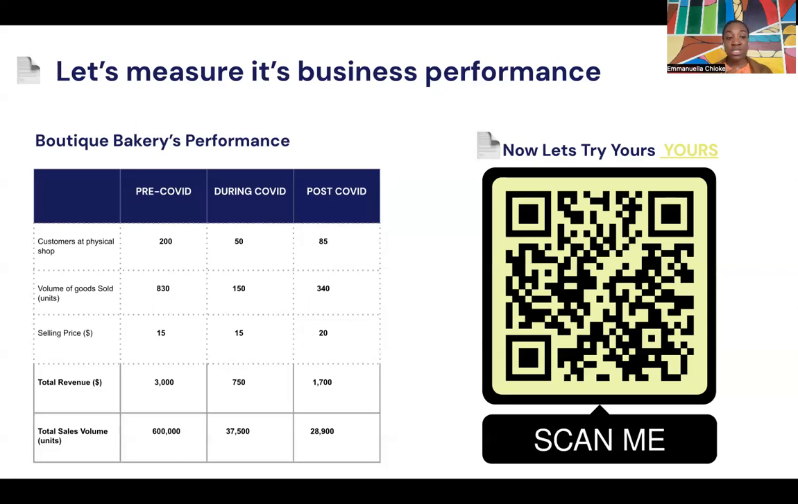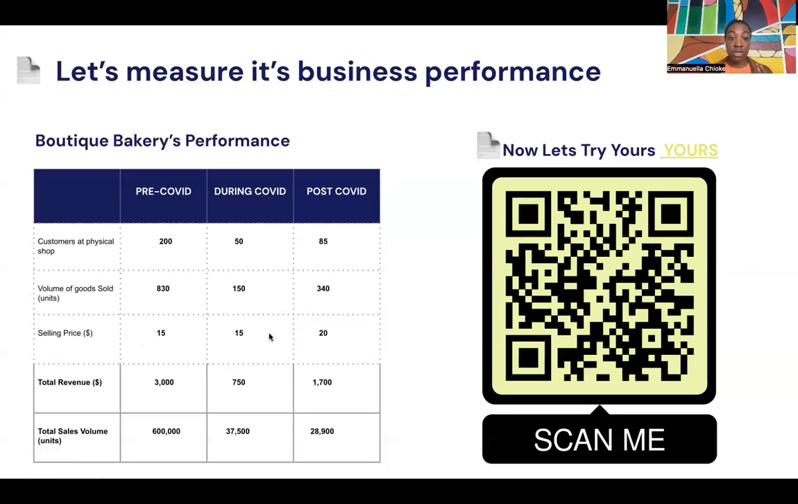And so they've increased their selling price by $5. So it's now $20 as opposed to $15. And what this means now is that their total revenue is now $1,700. And total revenue is calculated by multiplying the number of people you sold your product to, so the customers at the physical shop, times the selling price. That puts us at $1,700 US.